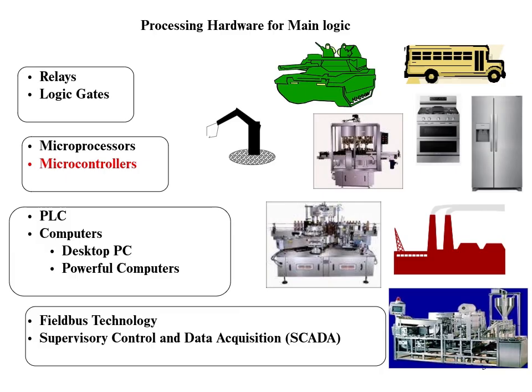Right hand side, all the images that you see are applications like military, automobiles, industrial control, robotics, chemical industries, food processing industries, medical devices, home appliances, like that. We need microcontrollers, PLCs, or fieldbus systems or SCADA systems in order to implement the control actions, and those are called processing hardware for main logic.